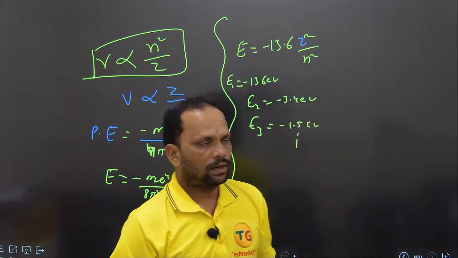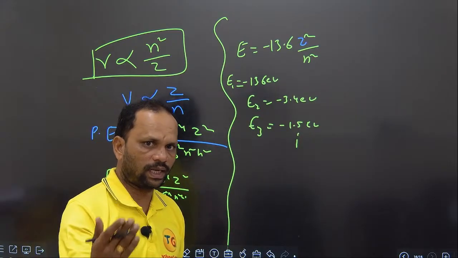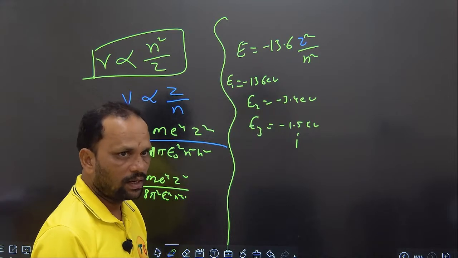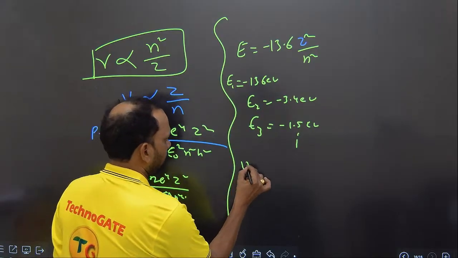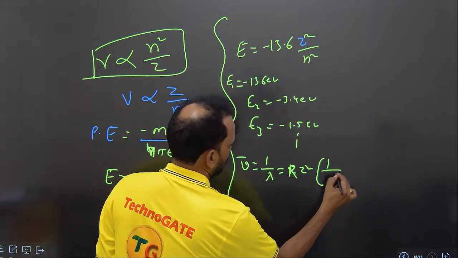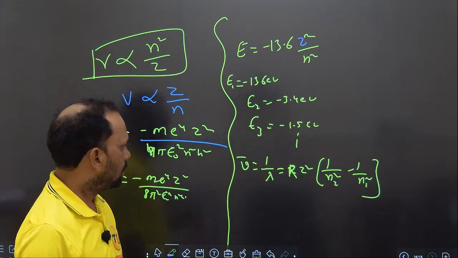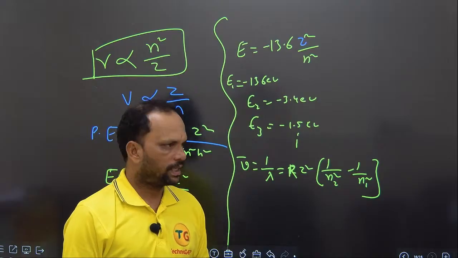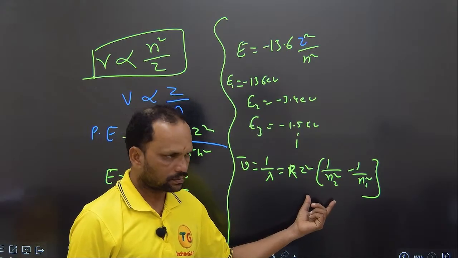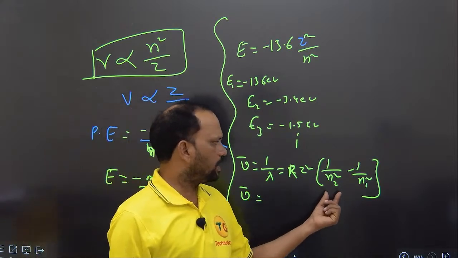Right? After that, we discussed hydrogen spectra. In the hydrogen spectra, whenever electrons jump from a higher energy level to a lower energy level, it emits some particular energy in a particular wavelength. The wave number formula is 1 by lambda is equal to R z square into 1 by n2 square minus 1 by n1 square. This is the wave number formula.